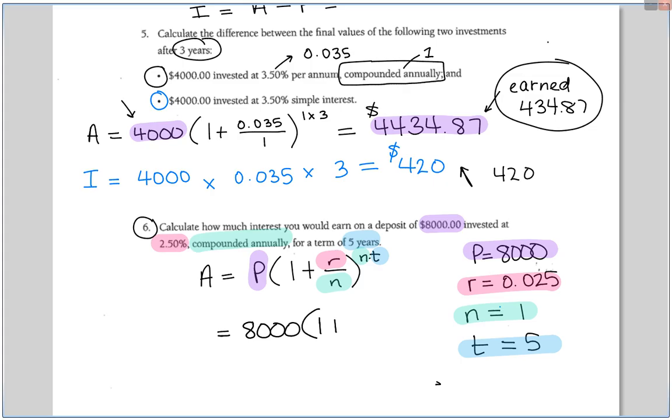Exactly what you said. I got 41,000 now, then I got a syntax error when I tried it a different way. So syntax error is when you've typed something improperly in here in the wrong order. $8,000, bracket, 1 plus 0.025 dividing 1. That's okay. Power, bracket, 1 times 5, bracket.